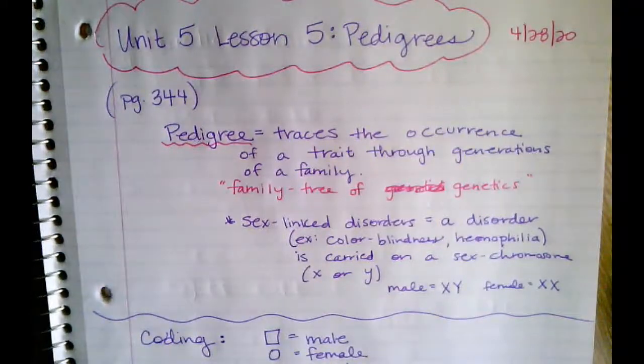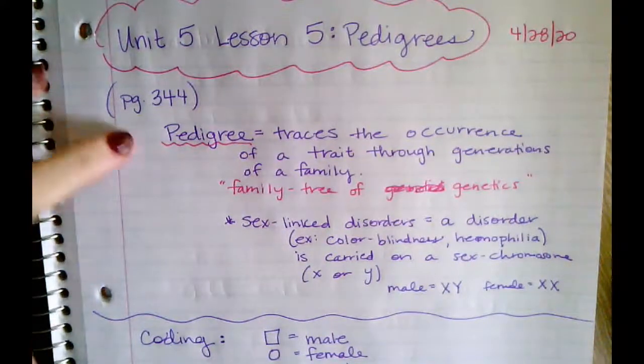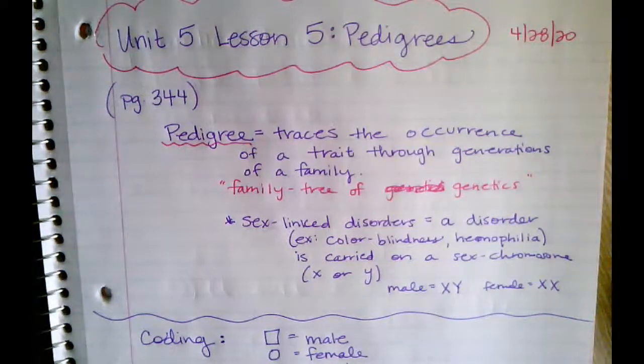Hi guys, today we're going to do Unit 5, Lesson 5, which is about pedigrees. They're kind of like family trees of genetics. If you want to read more or see more examples, go to page 344 in your textbook.